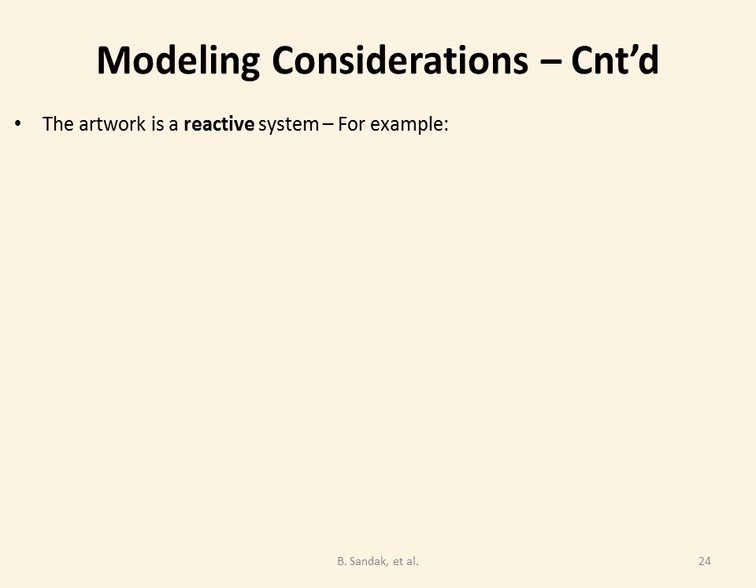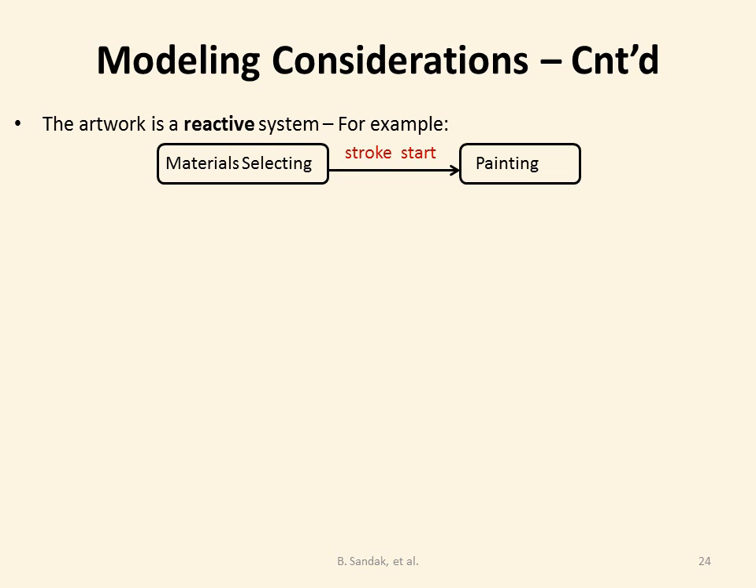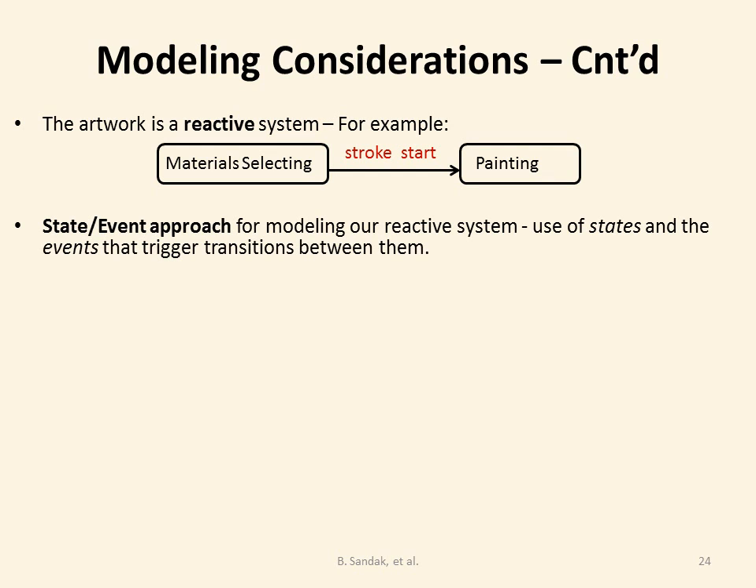Within the reactive system of the arts room, the creation, construction work itself is considered a reactive subsystem, driven by stimuli of events. Such events include picking up a drawing medium, such as a paintbrush or a red-colored pastel crayon, starting to draw a stroke, and stopping. These events transfer the system from state to state, for example, materials being selected, to artwork being worked on. The state-event approach, that is, the use of states and the events that trigger transitions between the states, is an idea that has been used since the earliest days of describing computation.